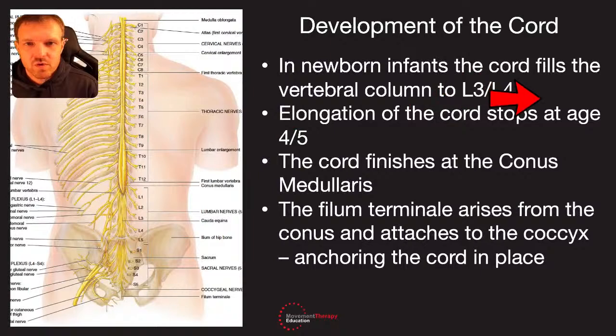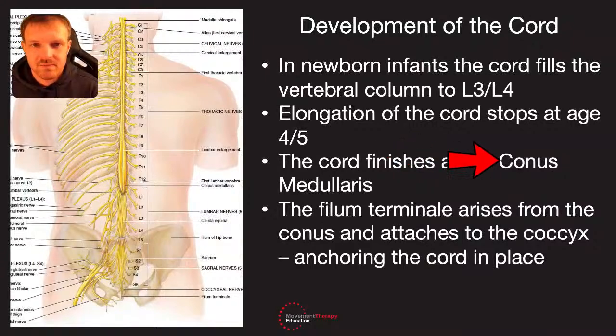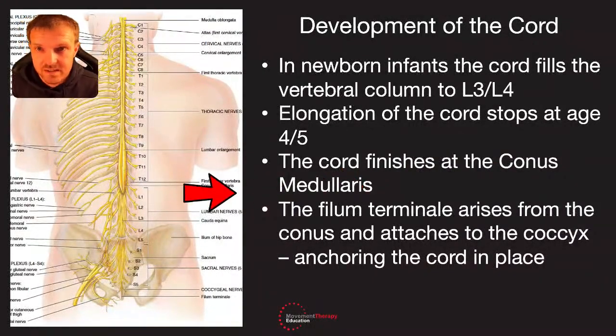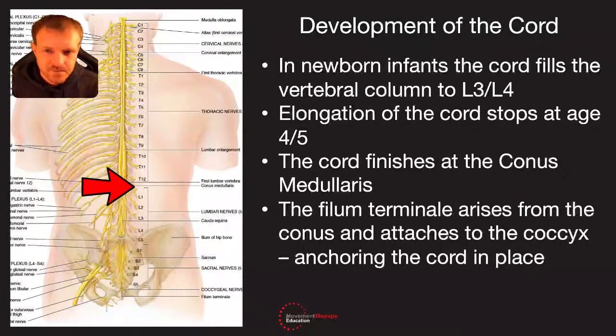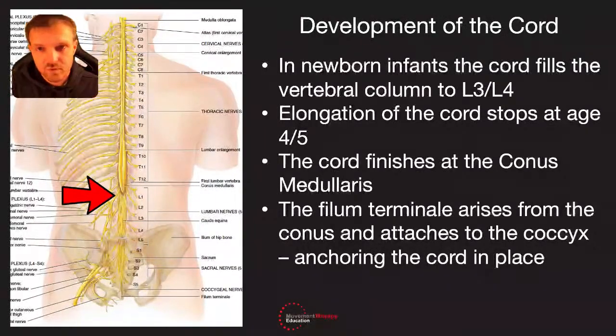So elongation of the cord stops at the age of 4 to 5. The cord finishes at something called the conus medullaris, and that's this section here. On an MRI scan, if you've ever had one done or received a report, it will make a comment about the conus and whether it is in a normal position. I've never seen it abnormal, to be honest, so I don't know what the report would say if not. But it usually says conus lying in a normal position, or at the level of L1, which is what you'd expect.